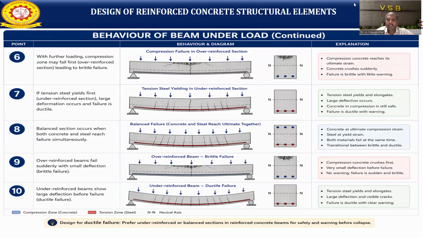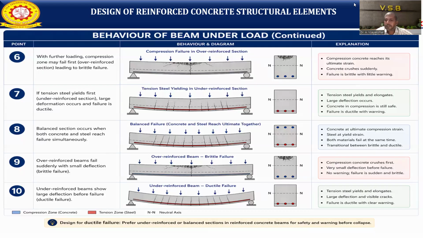Now, a balanced section occurs when the stress in concrete as well as steel reach their permissible limits simultaneously, at the same time. That failure is called balanced failure. But over reinforced beams fail suddenly because we are providing more reinforcement. It won't give any proper warning. A small deflection occurs, then failure starts. That failure is called brittle failure.